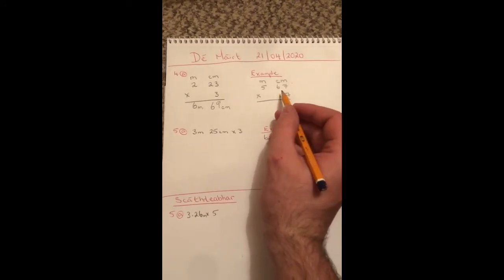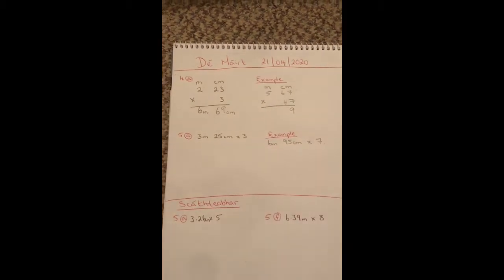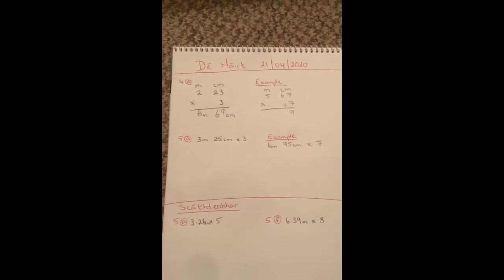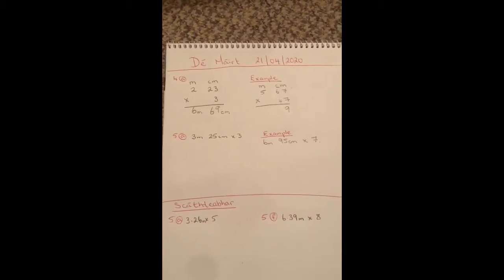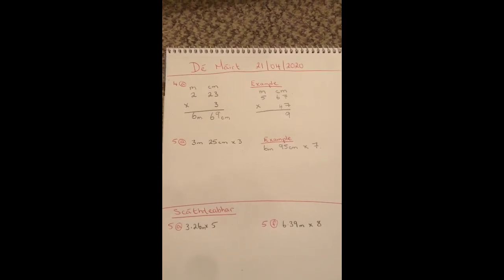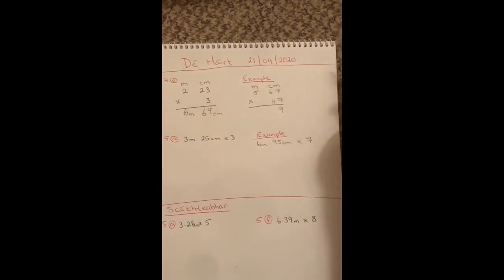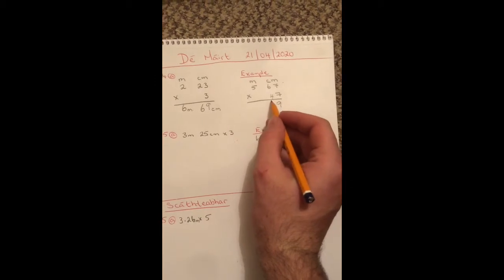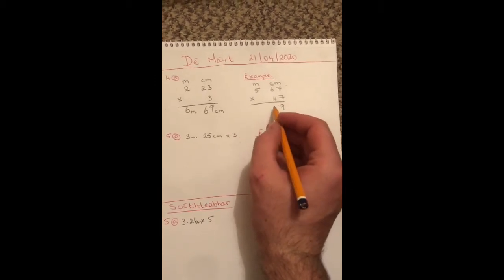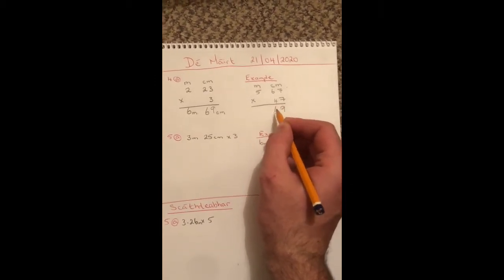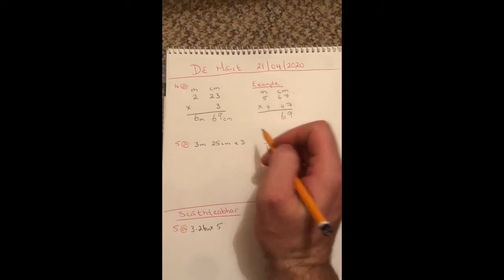The next step is 7 multiplied by 6. So we'll count up on our 7s again. We go 7, 14, 21, 28, 35, 42. And we need to add our 4 then to that 42. So we get 46. We'll put our 6 down, bring our 4 up.